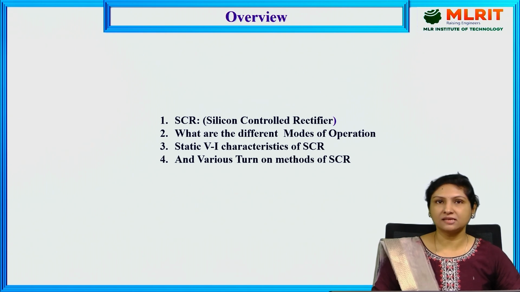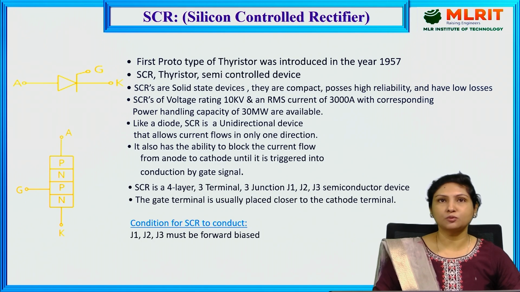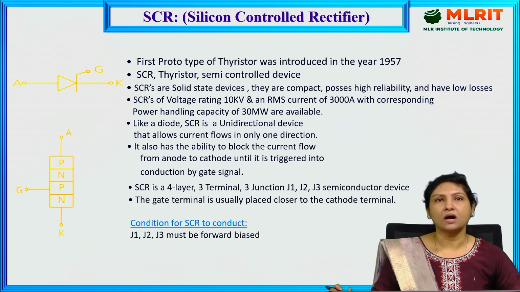And in the last session, we have seen Introduction to Power Electronics, and today we will be discussing SCR, what are the different modes of operation, static VI characteristics of SCR, and various turn-on methods of SCR. First prototype of thyristor was introduced in the year 1957. Firstly, what is the abbreviation of SCR? It is Silicon Controlled Rectifier.